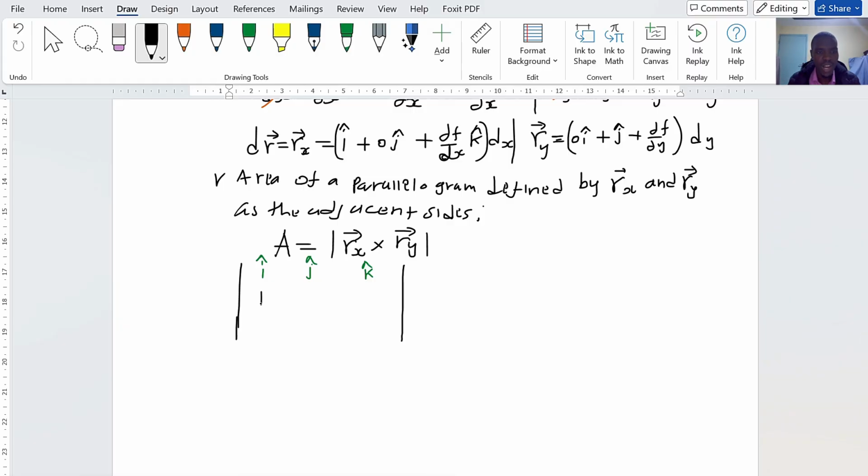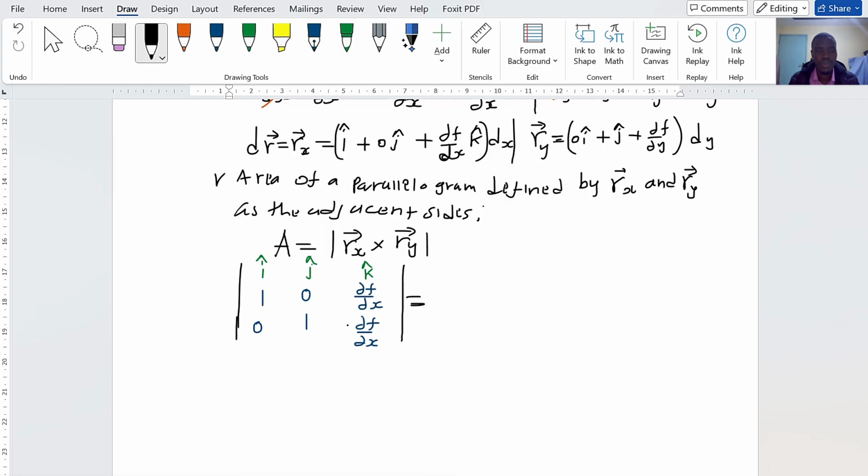At i, we have 1. At j, we have 0. At k, we have df over dx. Now on Ry, we have 0 at i, then we have 1 at j, and then we have df over dy at k. Good. Now we need to get our three matrices from this.